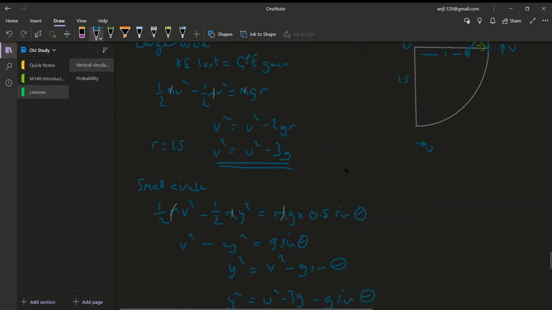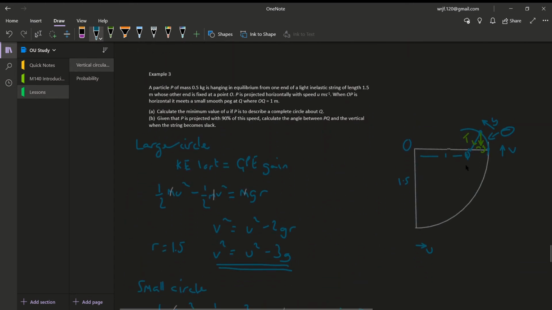If you recall, we were looking at a situation where we had a particle launched at the bottom of its circular path on a string, the string hitting a peg, and the particle carrying on in a smaller circular path around that peg. And in the first part, we were asked to calculate the minimum speed to give it at the bottom in order for the smaller circle to be completed.